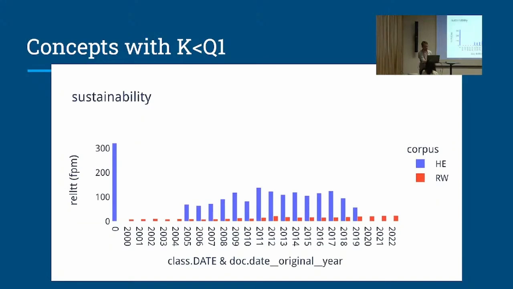So for example, for sustainability, here's how the relative frequencies in that text type compare between the two corpora. You can see that the Humanitarian Encyclopedia corpus has much higher frequencies, and the ReliefWeb corpus is much lower. This is the case for most of the concepts, where you can clearly see that ReliefWeb, as indicated earlier, does not have the same level of frequencies.